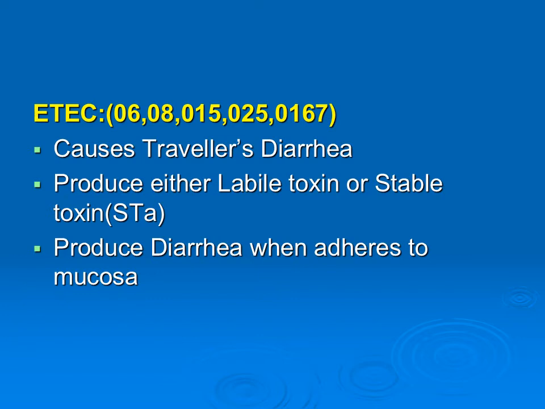Look at the first point, that is an entrance exam question. It causes traveler's diarrhea. Please make a list: bacteria causing traveler's diarrhea, parasites causing traveler's diarrhea, viruses associated with traveler's diarrhea. It causes traveler's diarrhea and produces diarrhea when it gets attached to the mucosa. It produces either heat labile toxin or heat stable toxin.